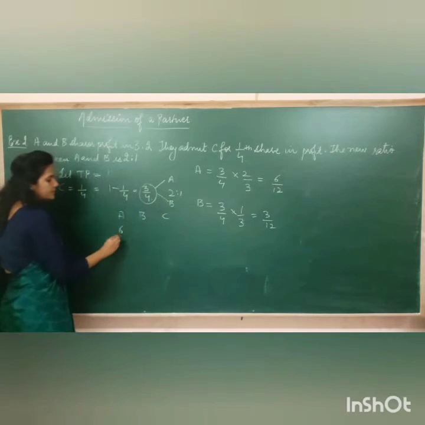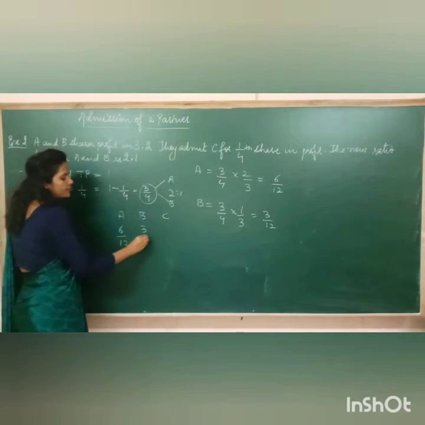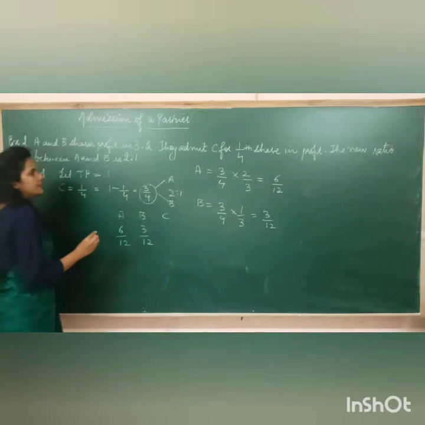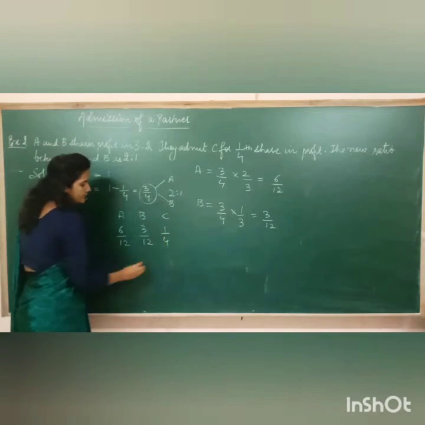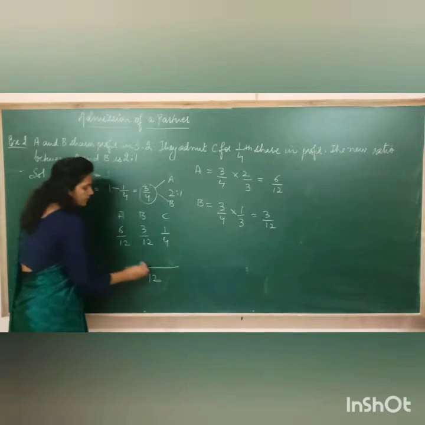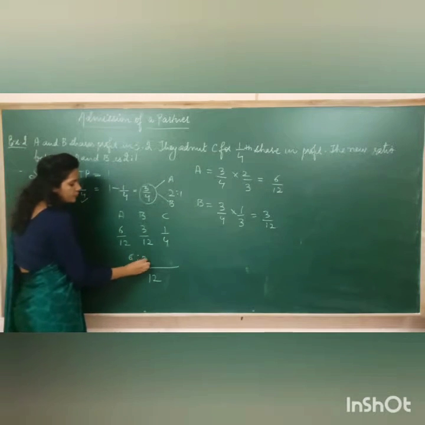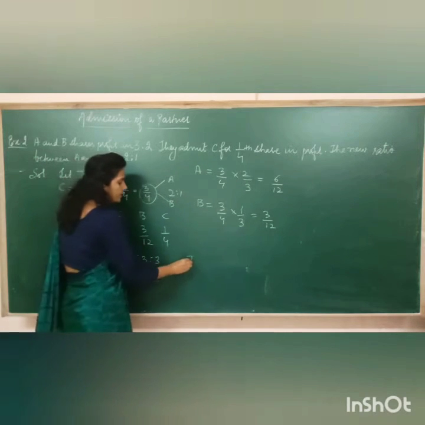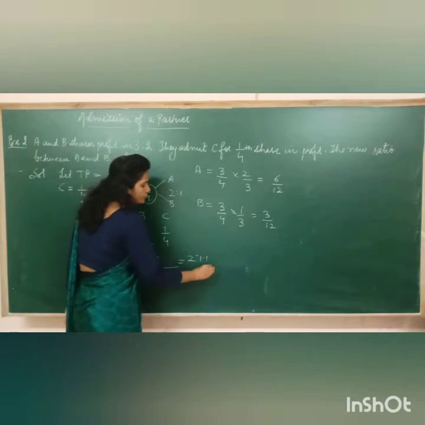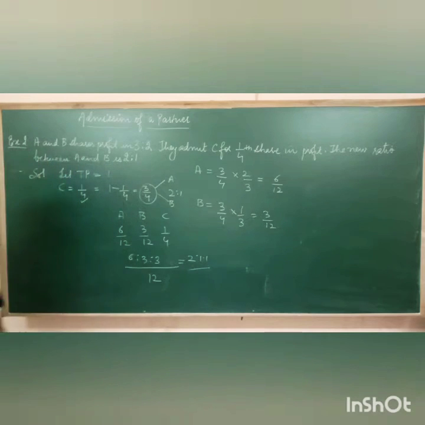So now if I want to calculate new shares of A, B and C, that will be A's is 6 upon 12, B is 3 upon 12 and C has joined for 1/4 share, as you know. So it's this. So now take the LCM. It will be 6:3:3. So if I simplify it, it becomes 2:1:1. So this becomes the new ratio.